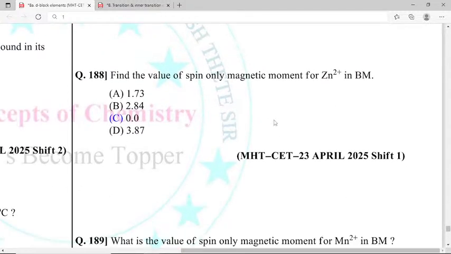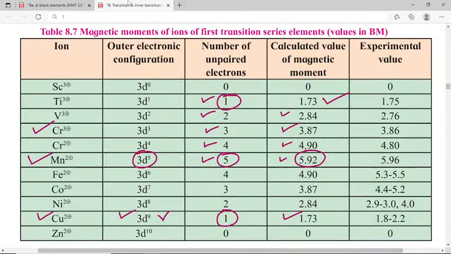Find the value of spin only magnetic moment of Zn2 plus. 0.0, because this is 3d10, 0 unpaired electrons, so 0 magnetic moment.